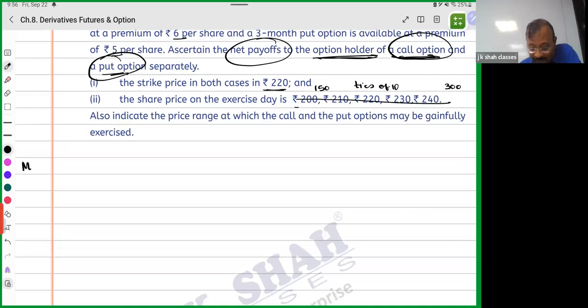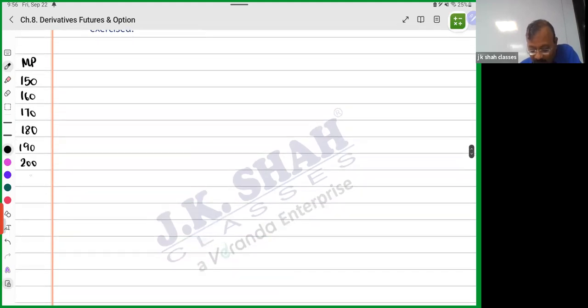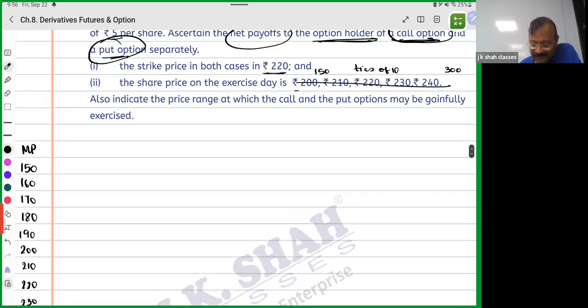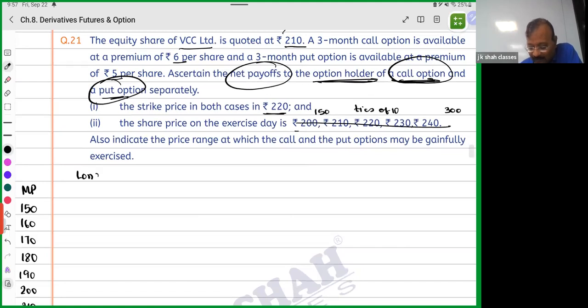So we have market price 150, 160, 170, 180, 190, 200, 210, 220, 230, 240, 250, and we will also see what we achieve by doing both of them together, and what these are called, that later. First let us just prepare the payoff. You have a long call with a strike price of 220 and this has got a premium of 6, and you have a long put with a strike price of 220, premium of 5, and you will have a net payoff.